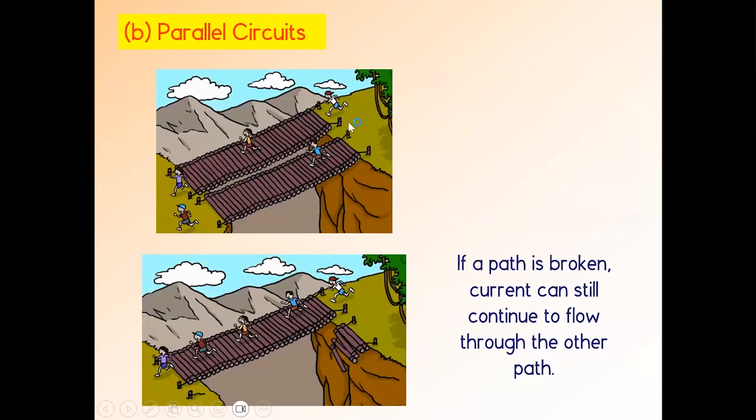Very good representation will be this. Okay, two bridges here. Then this is like the parallel circuit. When one of the bridges actually collapses, they can still continue to run over to the other side via the existing one, the one that is unbroken. Okay, so that's the meaning.